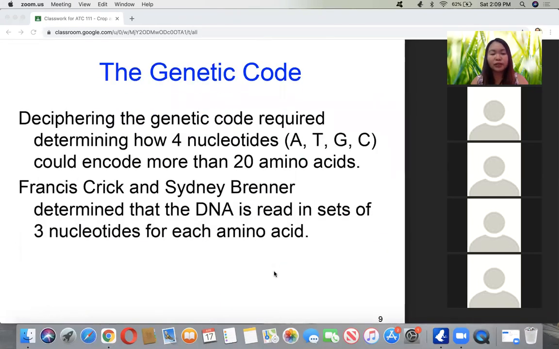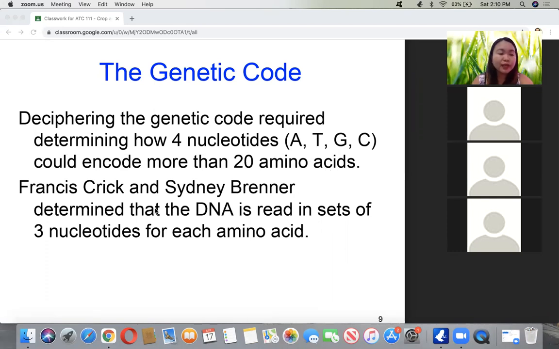So the genetic code now is, for all animals, whether from prokaryotes or eukaryotes, they are deciphering the genetic code required, determining how four nucleotides, it's called the ATGC, or the adenine, thymine, guanine, and cytosine. And with only four nucleotides, they can encode more than 20 amino acids, no? I think we have 22 amino acids needed by the body.